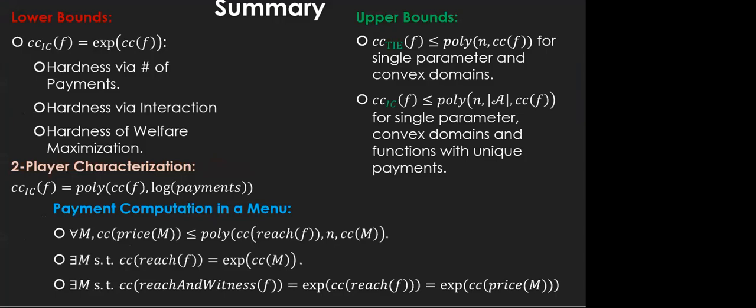So we've seen hardness of payment computation. So let's go over what we've done. We've seen hardness of payment computation via the number of payments. We've seen hardness via interaction. We remind that we've also shown in the paper that payment computation might be exponentially harder than the function alone for a male welfare maximizer. Also, we have some upper bounds for deterministic implementations and also for truthful expectation implementations. And we also have a third type of results that we don't have time to talk about.